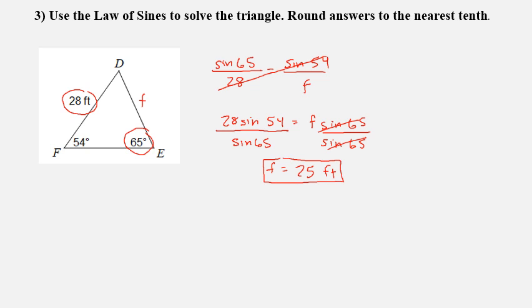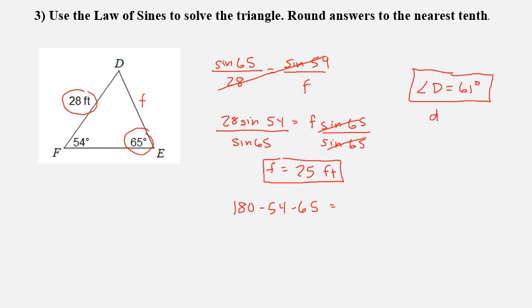Okay. So that's the first part, but remember, solve the triangle means solve for all missing pieces, so we also need to figure out what angle D is, and we also need side little d, right? So angle D, that'll be pretty easy because we know two angles already, so I can just do 180 minus 54 minus 65, and type that in, and I get 61 degrees for my angle D.